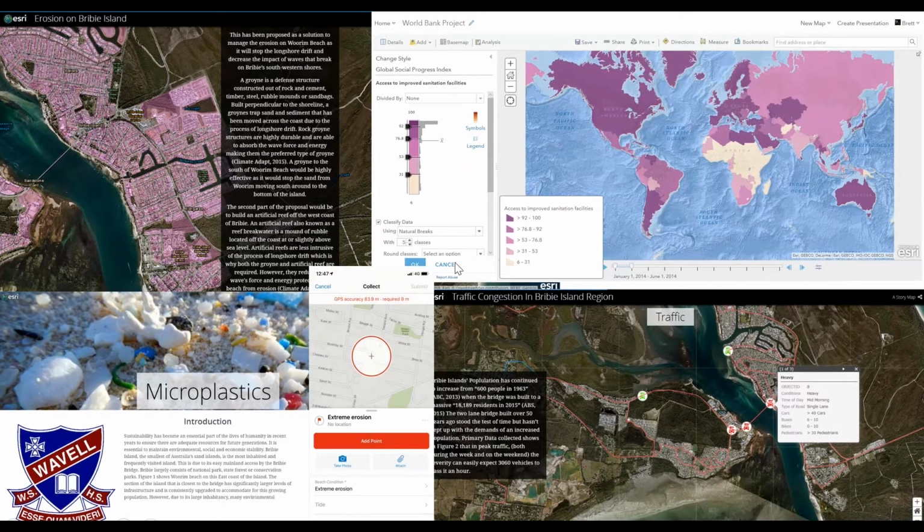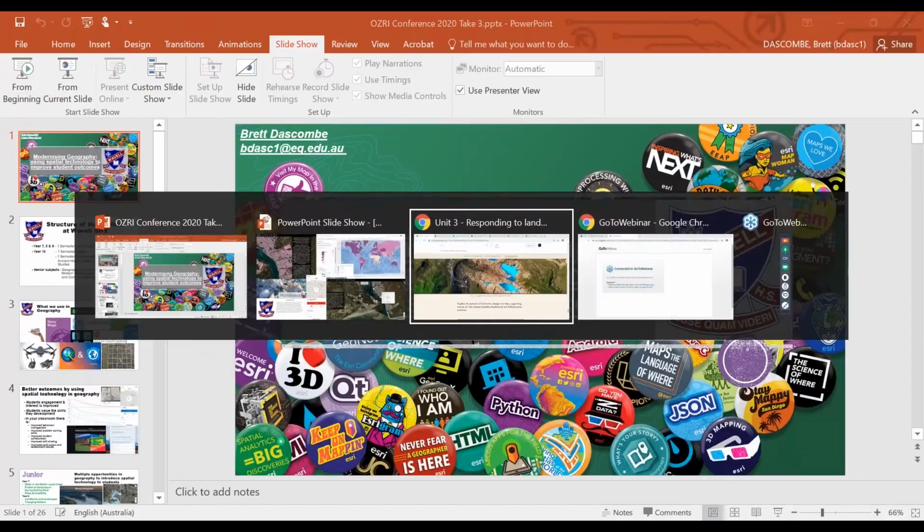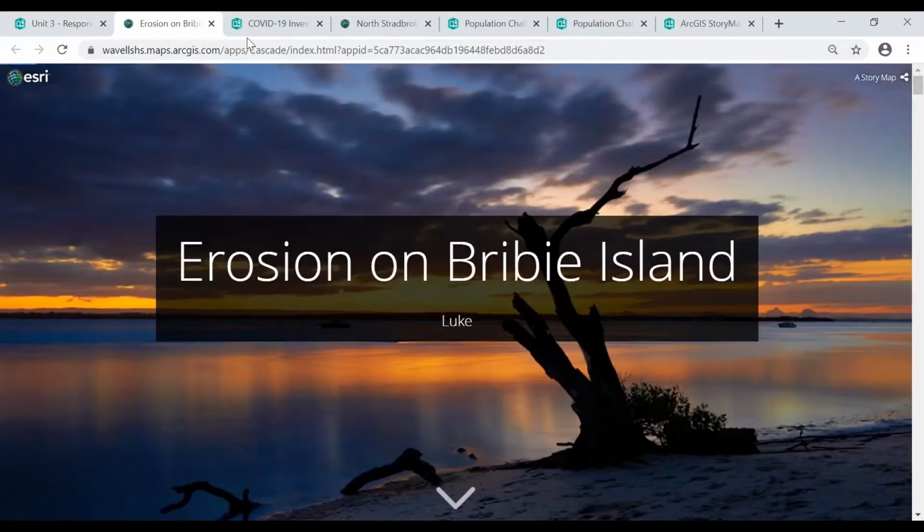These are the sorts of access to data, Global Social Progress Index, and behind this particular data set, which is just simply found on ArcGIS Online, you can find a huge depth of data that's freely available these days. I might just take you to the web app that the young man that came second made, on erosion on Bribie Island.